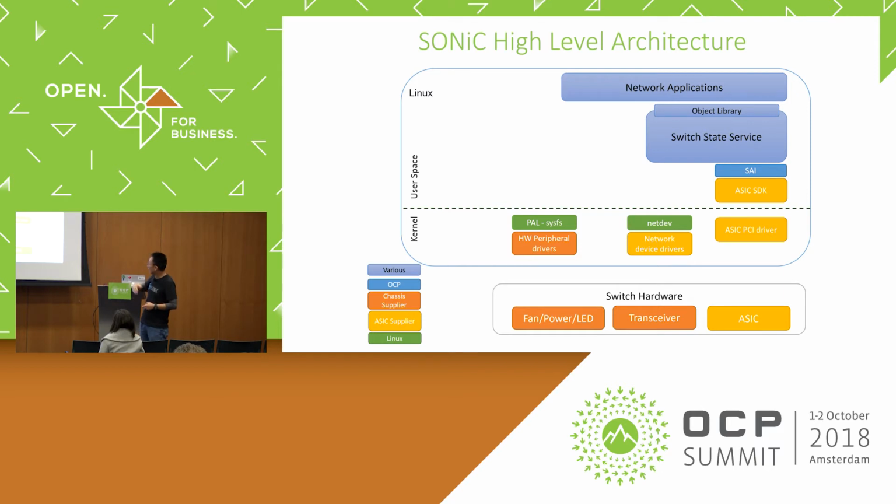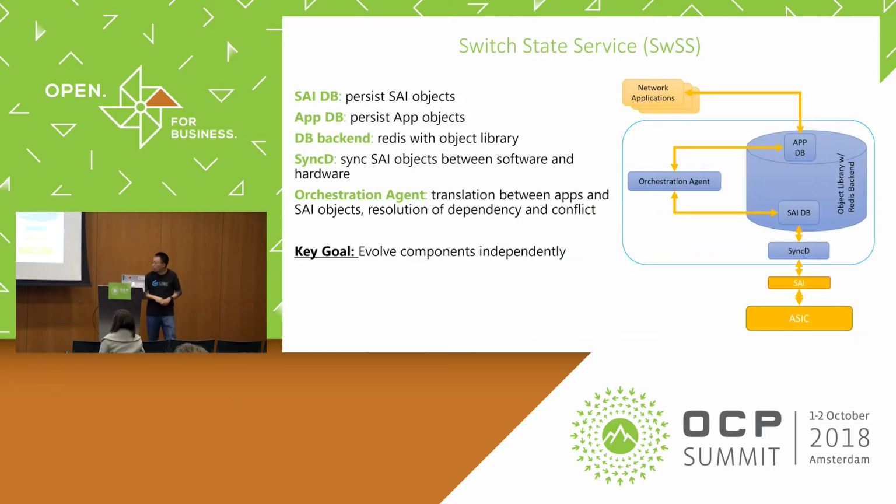Then, a lot of parts of the ASIC where you expose the ports need to be exposed as a network device, a netdev device. And the other parts of the control of the ASIC need to be exposed via the ASIC SDK towards SAI. And the switch state service sits on top of it to interface with all the network applications. So here's a deep dive into the switch state service. In the middle, the essence of the switch state service is just a database.